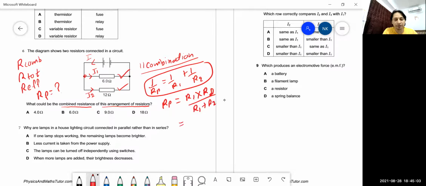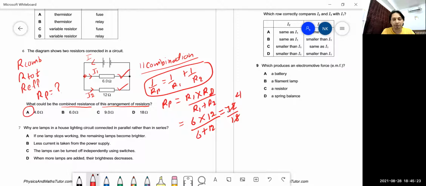What is R1? 6 ohm. What is R2? 12 ohm. You can take any one as R1, R2, and divide by 6 plus 12. 12 times 6 is 72, 12 plus 6 is 18, 72 divided by 18 is 4. After doing that, 4 ohm is the answer here in question number 6.